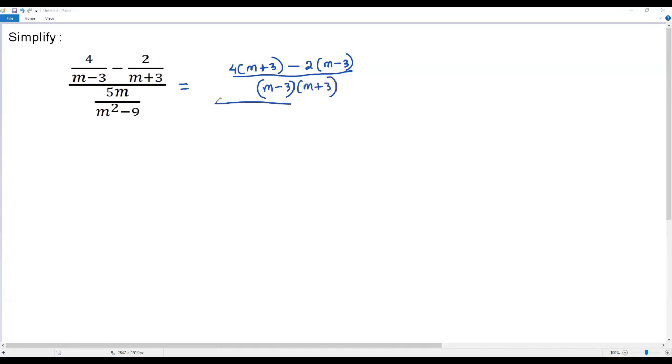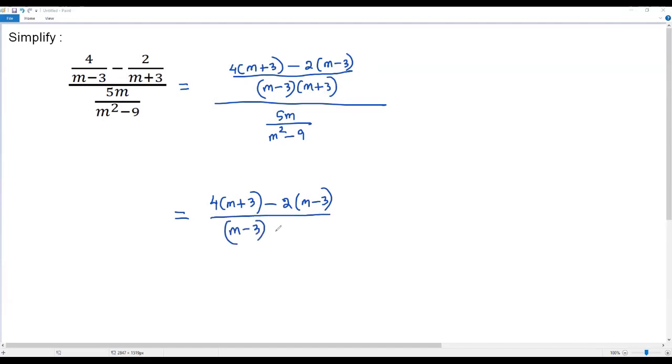So that is (m - 3) times (m + 3). Let me write it. Whole divided by whatever we have in the denominator, it has to be taken as it is. That is 5m over m² - 9. Now in my next step, I'm going to write the fraction in the numerator as it is. That is 4 times (m + 3) - 2 times (m - 3) over (m - 3) times (m + 3). Now I'm going to change this division as multiplication. If I change the division as multiplication, I have to get the reciprocal of the fraction in the denominator. So that is (m² - 9) over 5m.